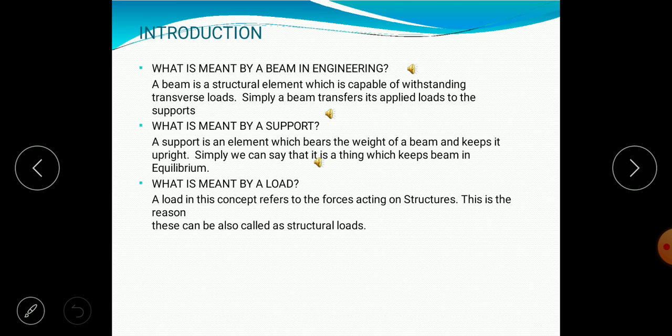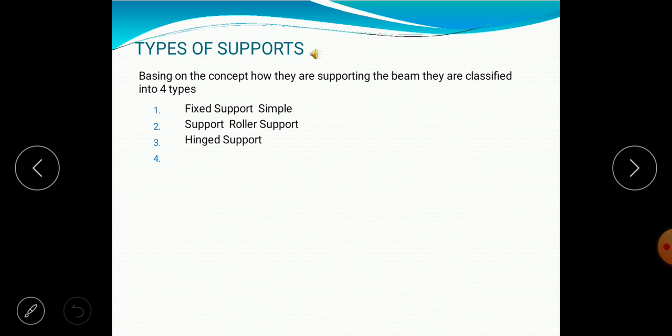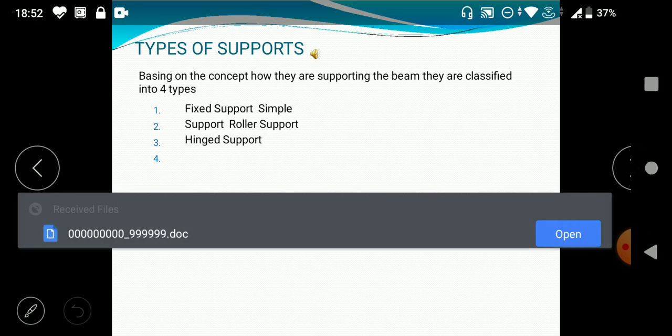A load refers to the forces acting on the structure. Suppose we consider a beam, which is a structure on which different types of load will be acting, whether it is a dead load or live load or any other seismic load or wind load. So till now we have discussed what is meant by beam. Now we will discuss types of supports. Mainly there are four different types of supports. They are: the first one is fixed support, the second one is simple support, the third one is roller, and the fourth one is hinged support.